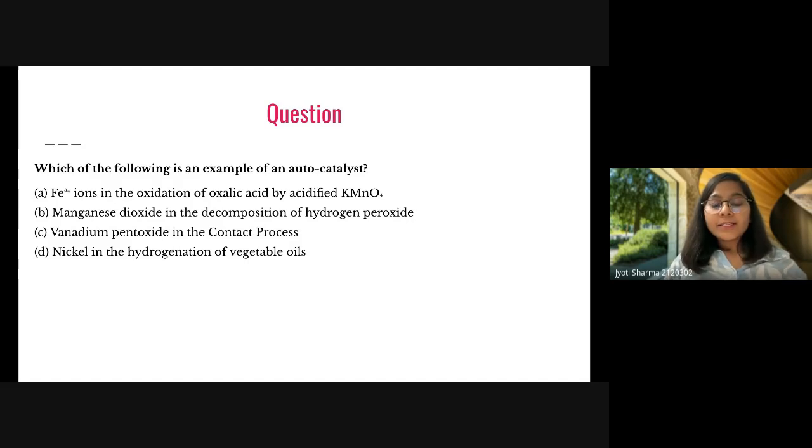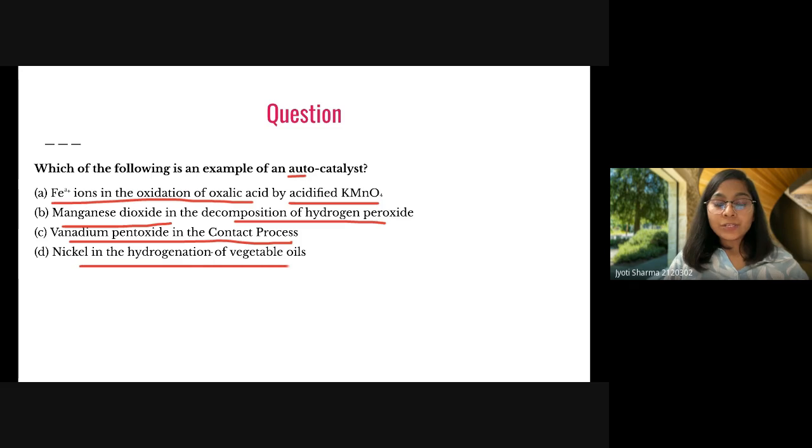Which of the following is an example of an autocatalyst? Fe3 plus ion in the oxidation of oxalic acid by acidified KMnO4, manganese dioxide in decomposition of hydrogen peroxide, vanadium pentoxide in the contact process, nickel in the hydrogenation of vegetable oil. What do you think? What should be the right answer for this? We are talking about an autocatalyst, and I already have mentioned, let's say you have a reactant.